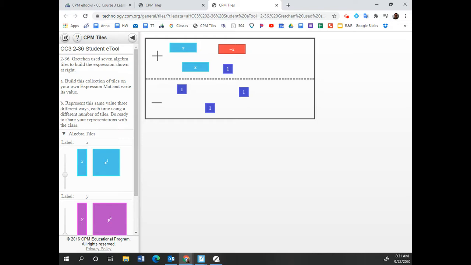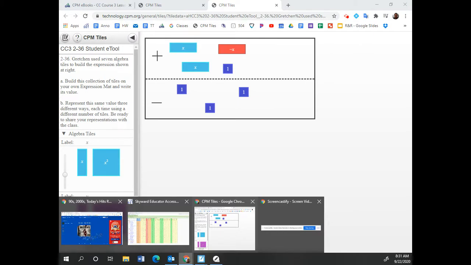Okay, if you unpause, that means you are at this screen now, okay? Great. Okay, you've got that screen brought up. Let's talk about what they want us to do here.